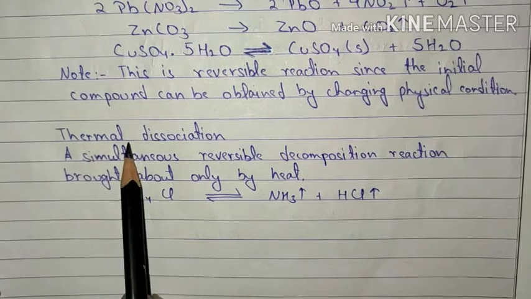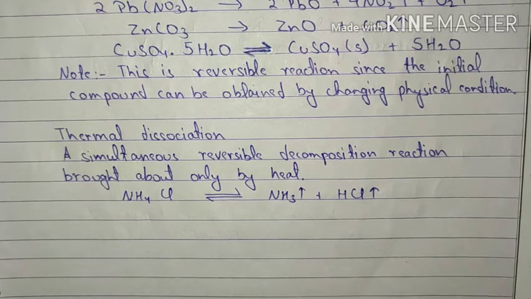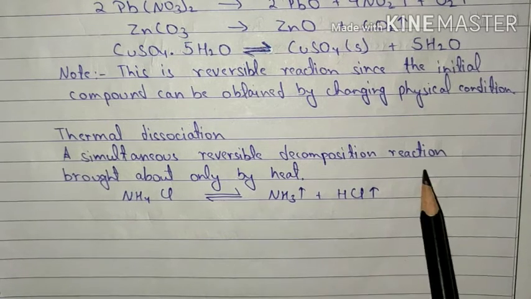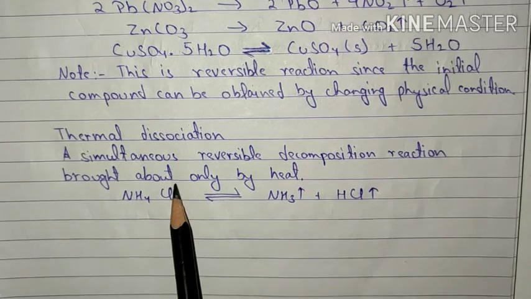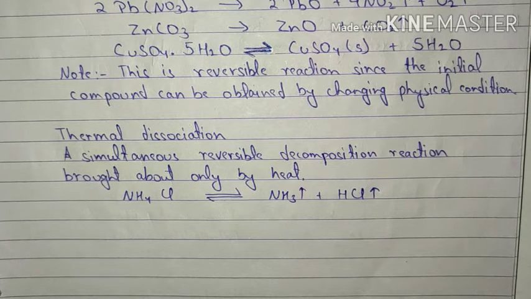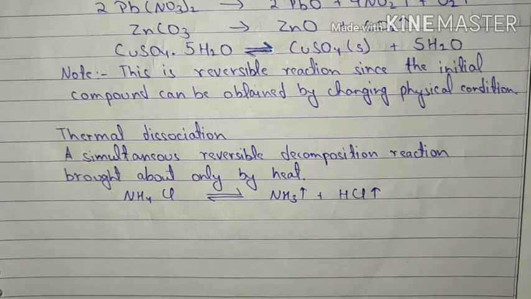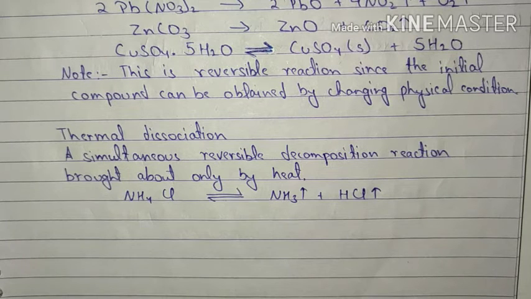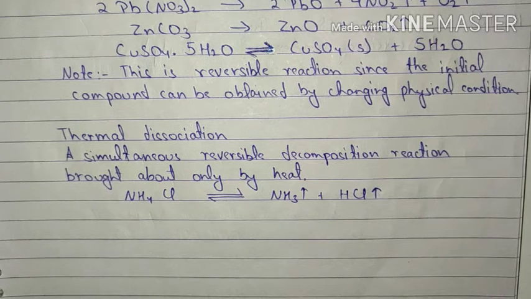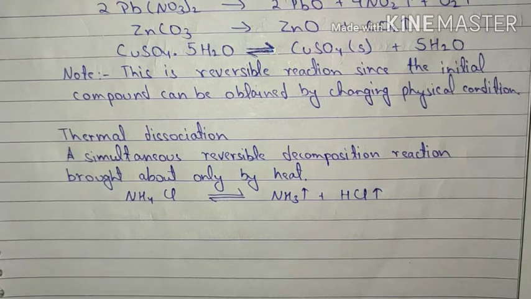Students, our next topic is thermal dissociation. Going by the definition, a simultaneous reversible decomposition reaction brought about only by heat is known as thermal dissociation. If you remember, while we were discussing the definition of thermal decomposition reactions, we said that on reversing the conditions, these reactions will not move in backward direction. That is, the process of formation of reactants from the products will not occur.